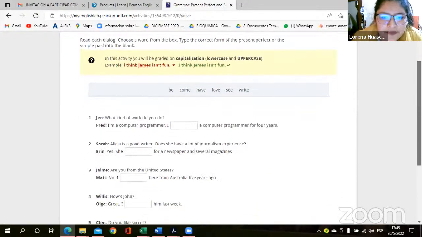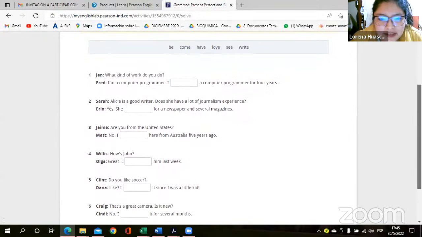Okay, here it's kind of the same. You can see the verbs that you have in the box and you have to identify which verb belongs to which box and if it is with simple past or present perfect. Okay, so let's start doing.